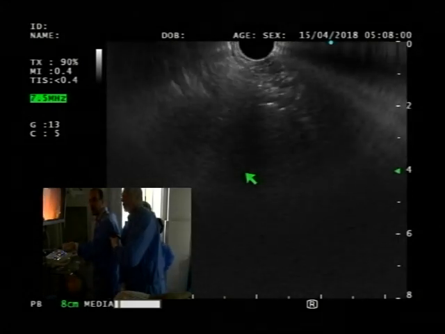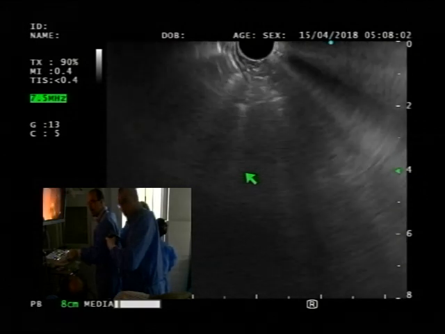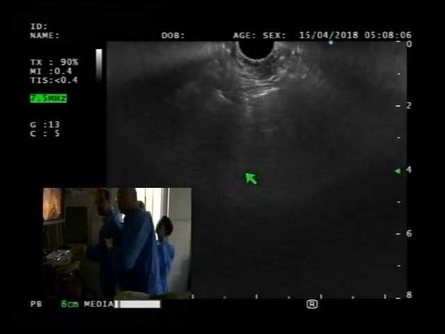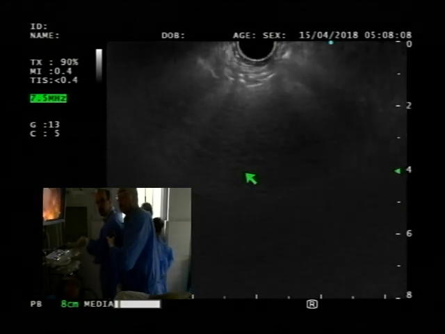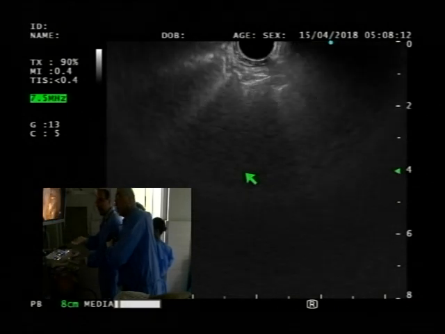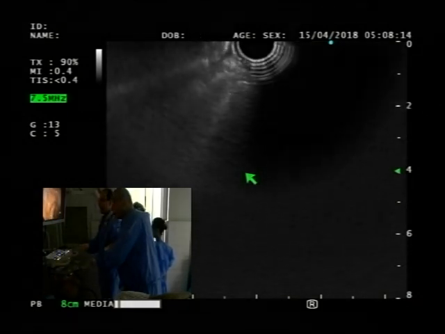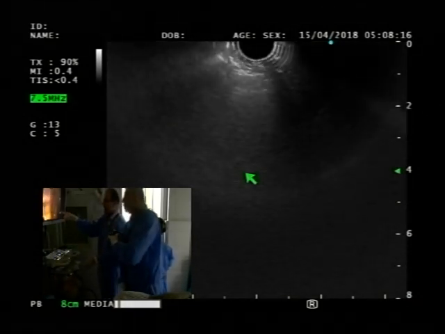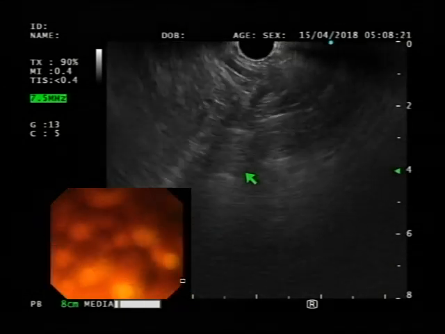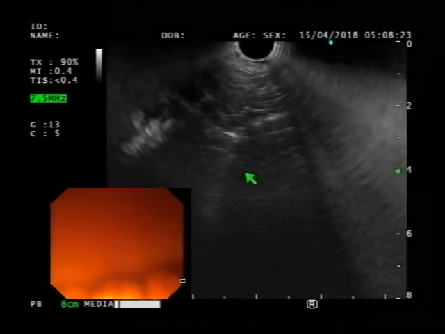There you go. Okay, now that you've reduced and you're rightwards, you can gently withdraw the scope and sort of hug the duodenal sweep, or the duodenal second, third portion, and then pull back. So we're looking endoscopically here. You can see that you're still away from the wall, but that's okay. As you pull back, the probe will get opposed to the wall.